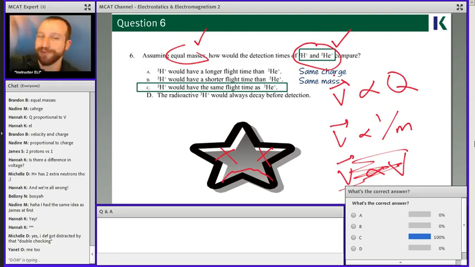So nicely done. Check out that black star of doom. That's what AAMC will look like when we crush questions like this.